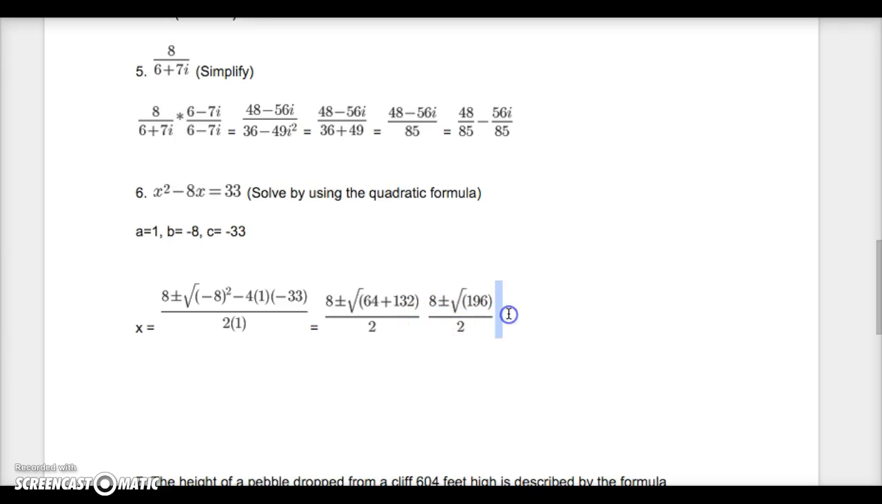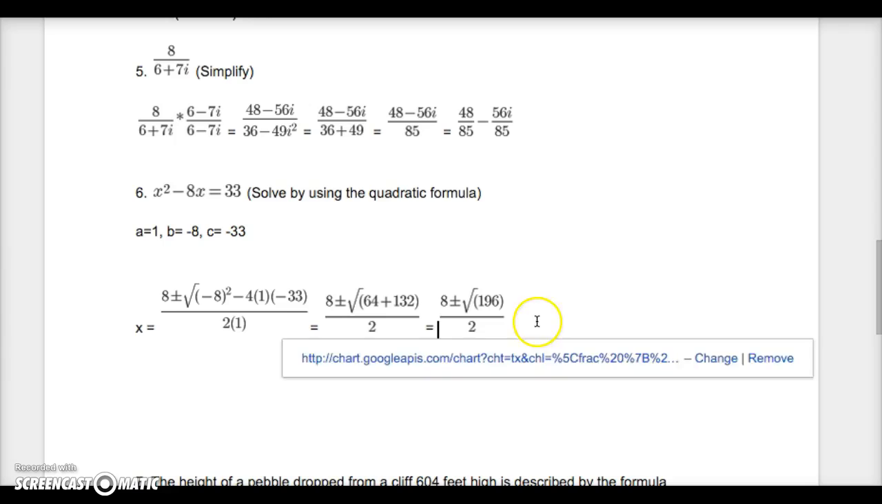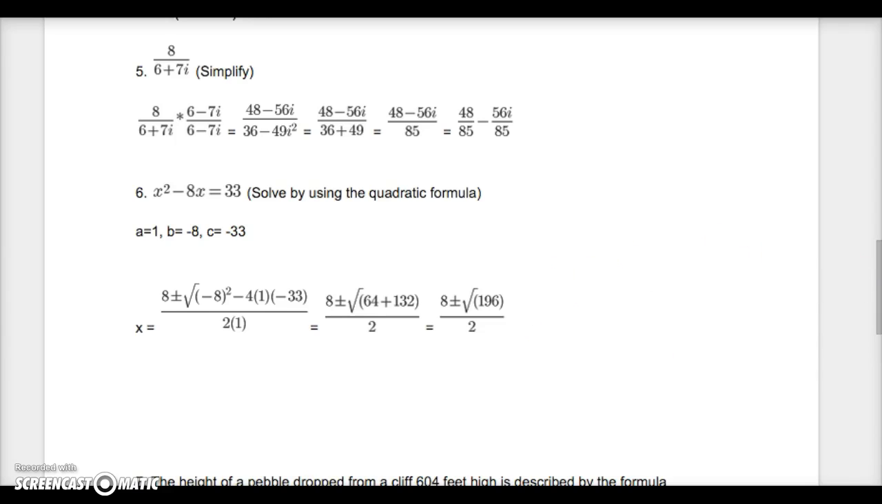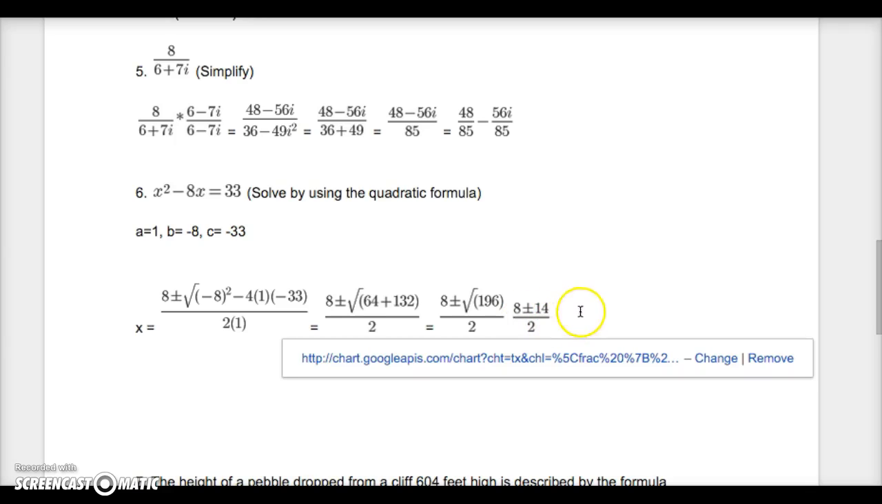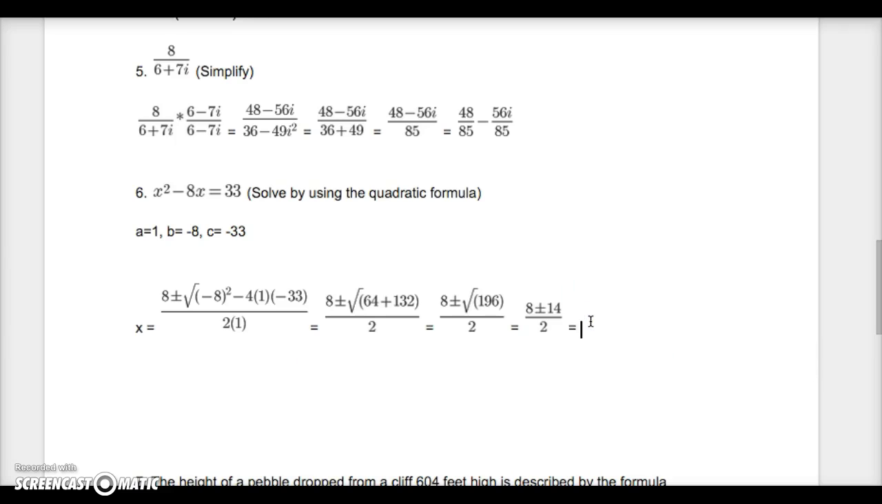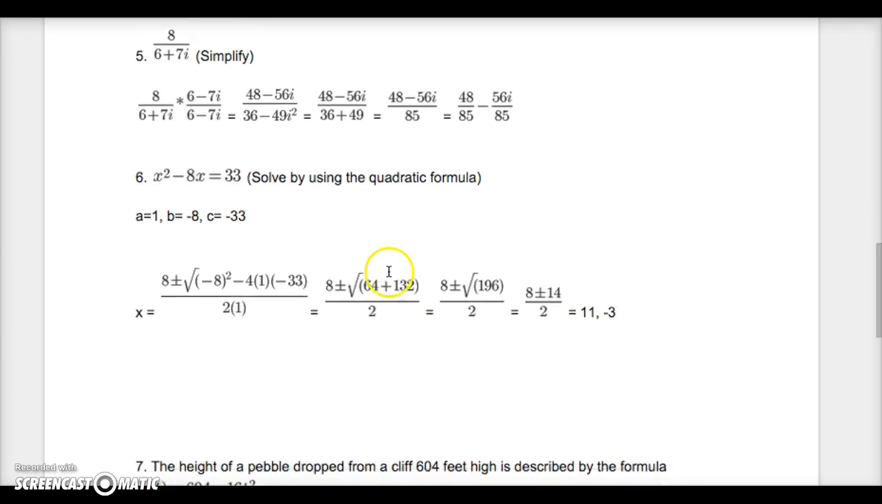Get that equal sign in here. And the square root of 196 is 14. Forgot the equal sign again. And finally, 8 plus 14 is 22. 22 divided by 2 is 11. 8 minus 14 is negative 6. And negative 6 over 2 is negative 3. So your two answers, x equals 11 and negative 3. And so those are your two answers for number 6.